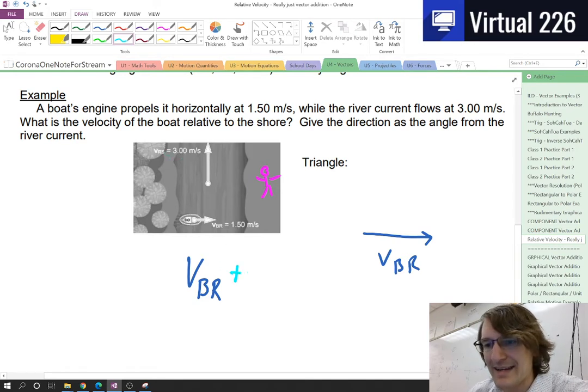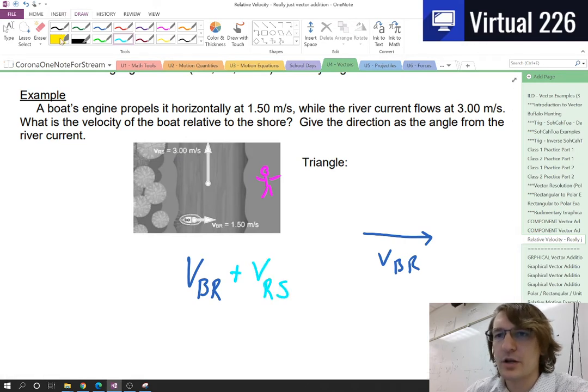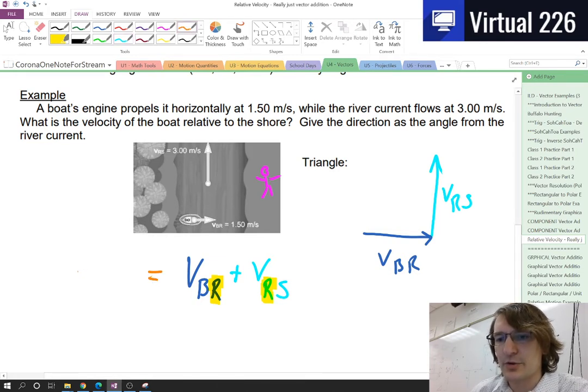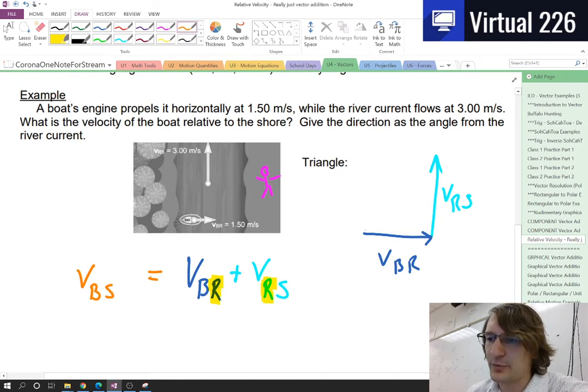So when we add to this the river's velocity with respect to the shore, notice now I'm getting this river term in both of these. This means that if I add these head-to-tail, from the boat with respect to the river to the river with respect to the shore, what we're going to have is the resultant boat velocity with respect to the shore. And that's because if we go from start to finish, our boat is going to move towards the shore, but it's also going to move down the river.